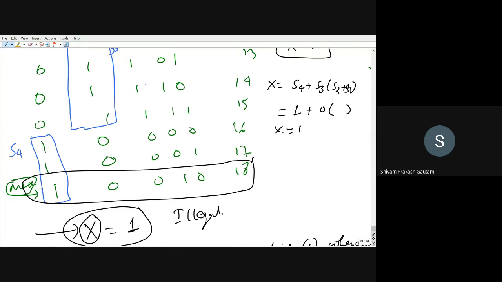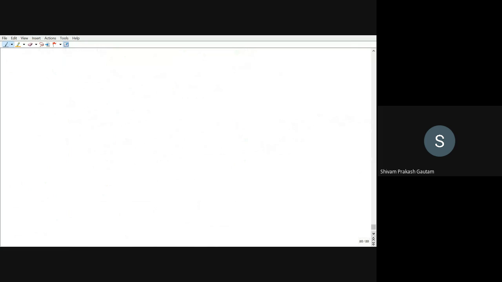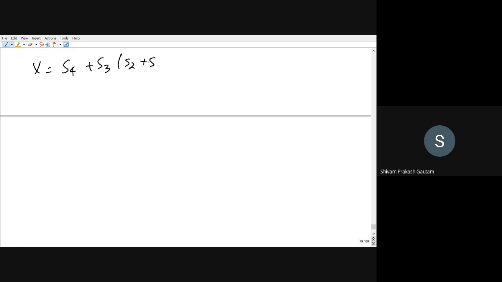Now, if you want to check this logic for a legal bit, let us check that as well. So X was given by S4 plus S3, S2 plus S1. Let us take a legal bit, that is 0, 1, 0, 0, 0. This is representing 8, right? So let us check for this case. S4 is 0, S3 is 1. So this is your S4, S3, S2, S1 and S0. S3 is 1, S2 is 0, S1 is also 0. So this OR 0, OR with 0 will give you 0. So this logic will be 0.